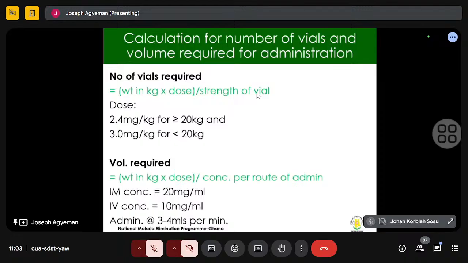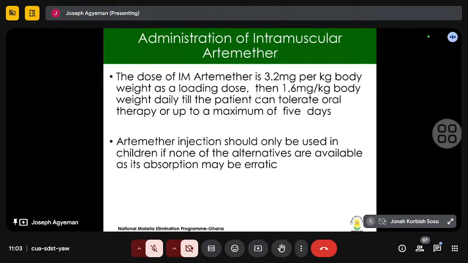For artemether, after the first dose, at 24 hours, reduce to half that dose. Do 4 more days in case the patient doesn't get better. So the total treatment duration for artemether is 5 days. The total treatment duration for artesunate is 7 days. That is, in both cases, if the patient doesn't get better and therefore cannot tolerate oral therapy. If the patient can tolerate, you switch to the oral forms.